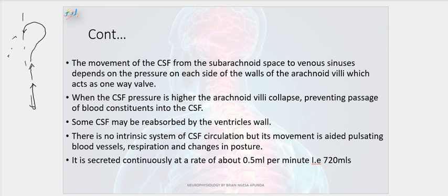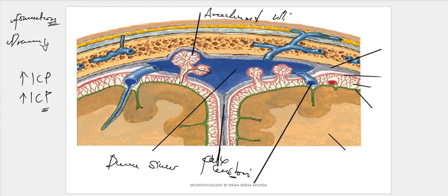So when the CSF pressure is higher than the pressure in the arachnoid villi, they open; when it is lower, they collapse, preventing the passage of blood into the CSF. So a little bit of a look into that image to appreciate that mechanics. This means that this is a very flexible area. So let's assume having some space or some pause.